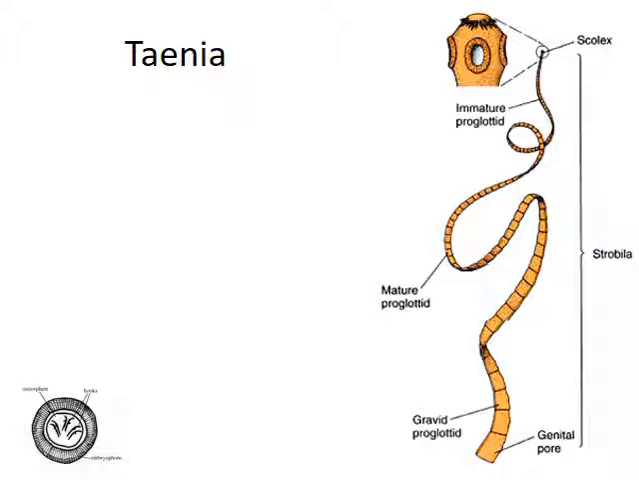In general, the helminths exist in three morphological forms, that is the adult form, larval form and eggs. Now let us see the adult form of Taenia. As you can see in the picture, this is the adult worm of Taenia. It is long, it is segmented and dorsoventrally flattened, that is it is tape like.